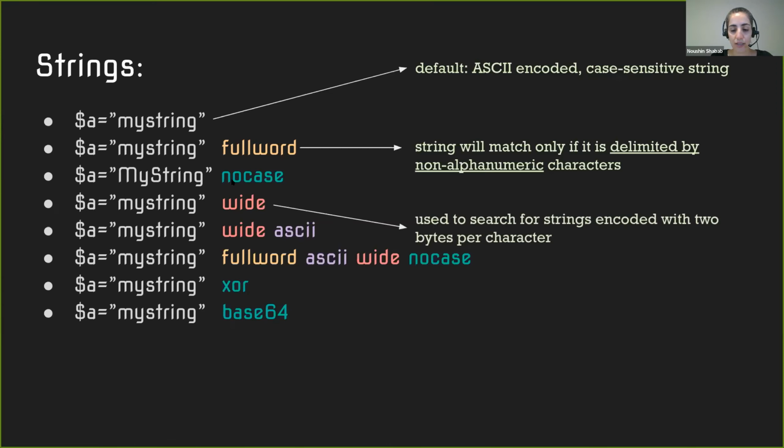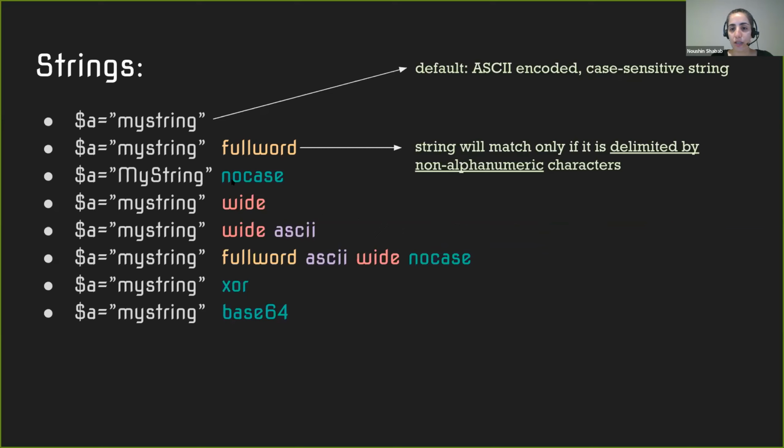Next is fullword. When you put the fullword identifier at the end of the string, it will match only if it is delimited by non-alphanumerical characters. What this means is that it's not a substring of a longer string; it's the full string inside the file. Then we have nocase. Nocase makes it case insensitive. As you see in this example, I have put a camel case phrase with capital M and capital S, and with the nocase identifier, it will match any case option inside the file, all lowercase or uppercase or any combination.